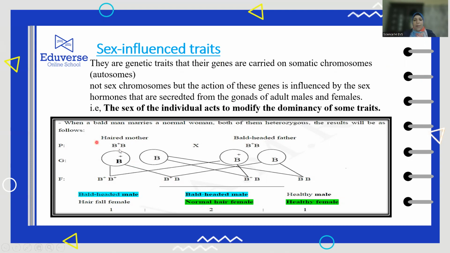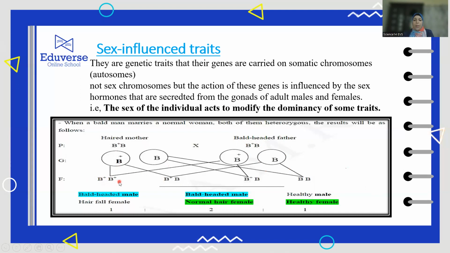Here we have a hairy mother, B positive B, and positive means the presence of the gene. The father has the same genotype, B positive B, but he will be affected, a bald or bald-headed father. Why? Because the presence of this trait is affected by the testosterone hormone. Here, the product of the crossing between these two individuals will produce B positive B positive.